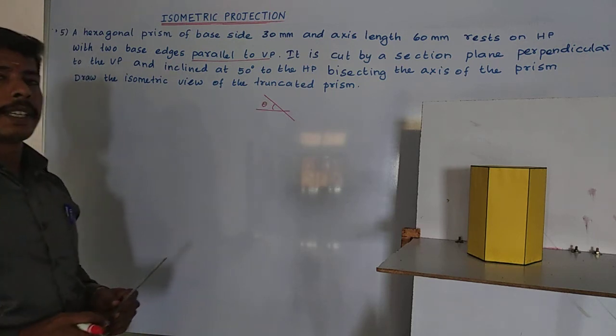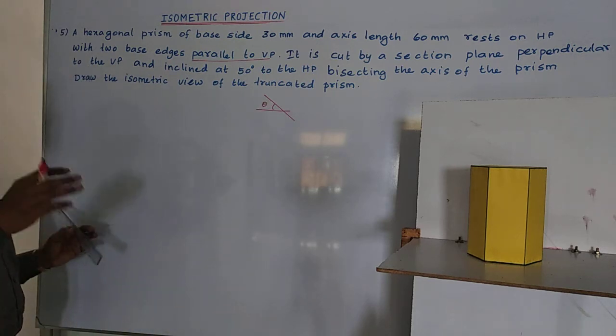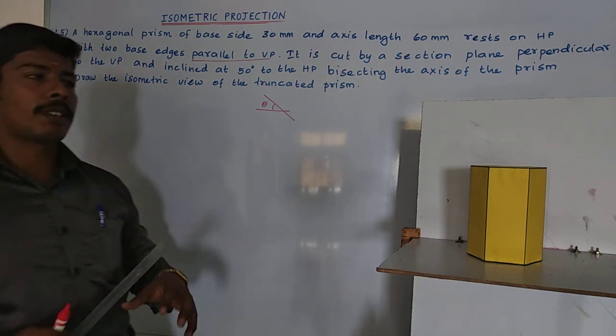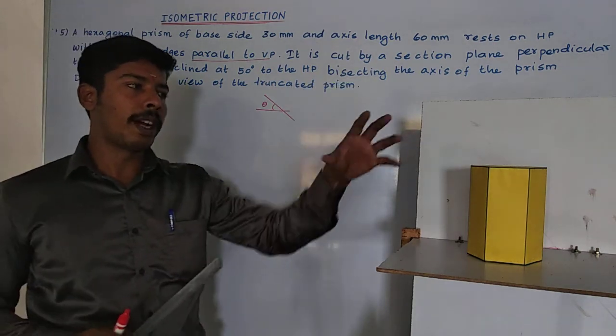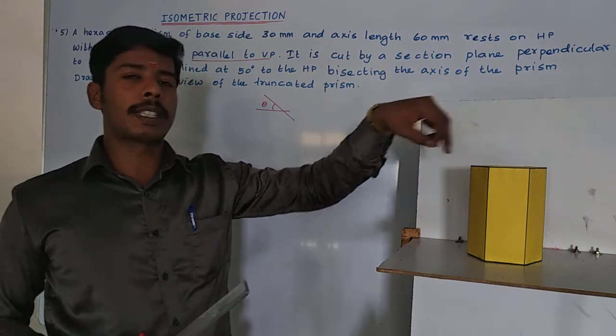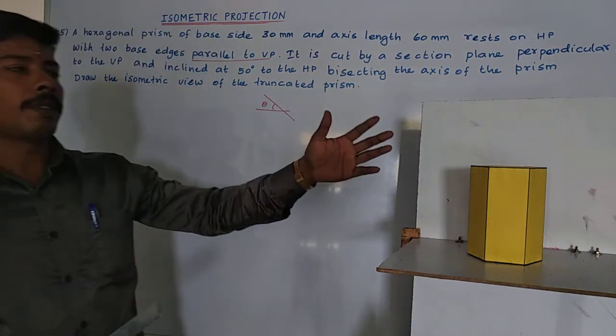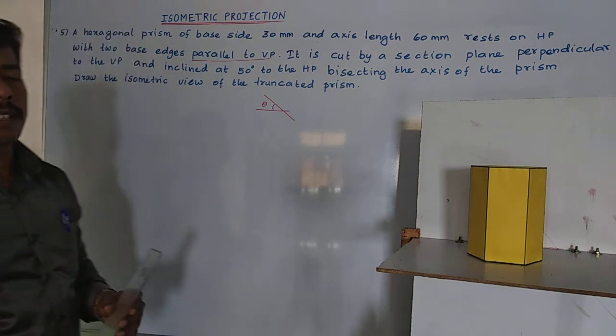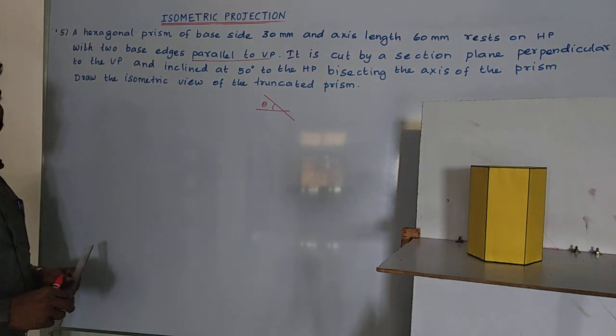Let us solve. First we have to draw the orthographic projection, the top view and front view of the solid. In the top view only the hexagon is visible. The front view looks like a rectangle. So let us draw the front and top view.